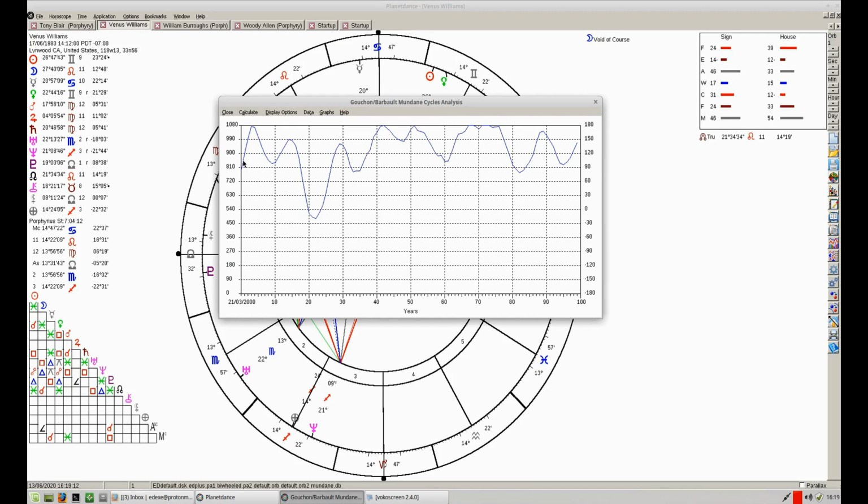This is the classic Barbault curve for mundane cycles over the course of a century from the 21st of March 2000 for the following 100 years. Each division represents 1 year, and then these subdivisions represent a decade or 10 years.